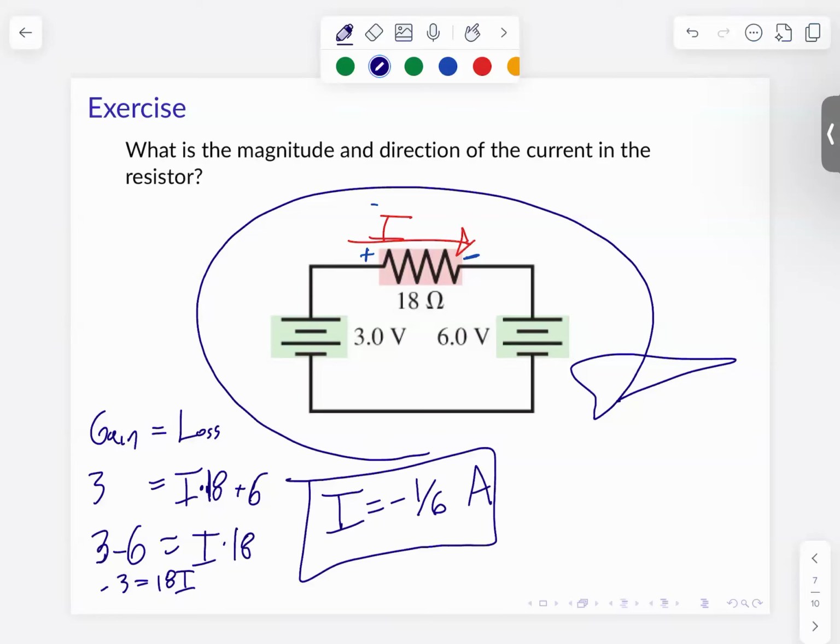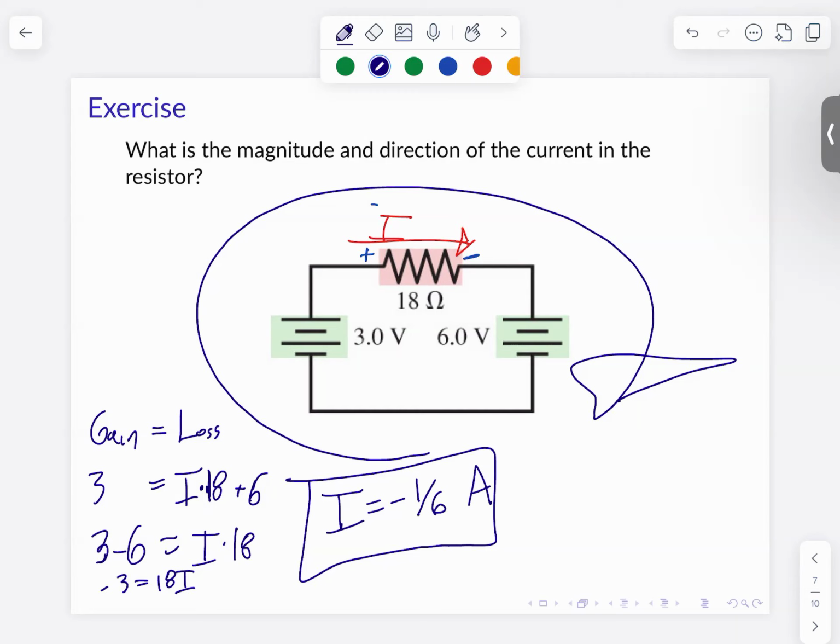Watch your algebra, peoples. Algebra. Okay. Or negative 0.167 amps, whatever. Decimals, fractions are perfectly interchangeable for me.